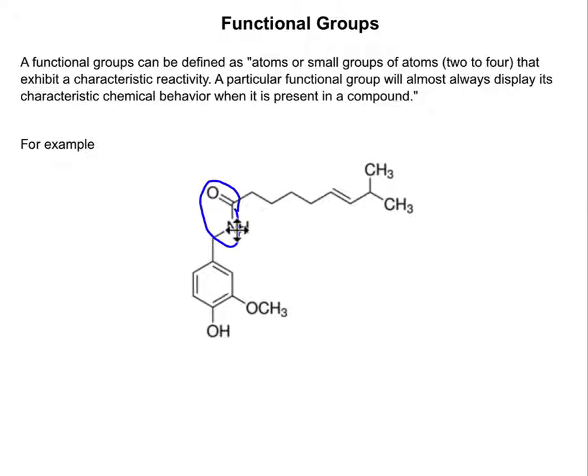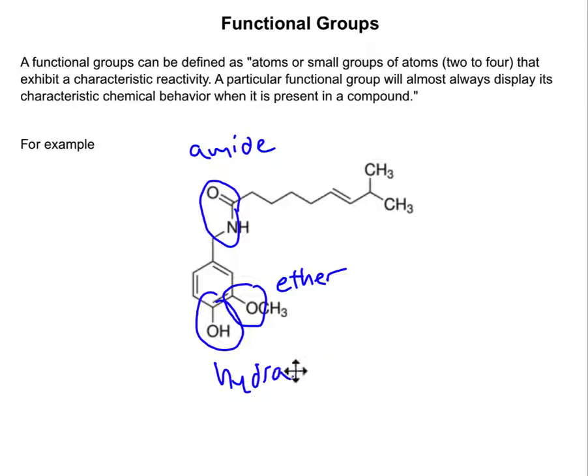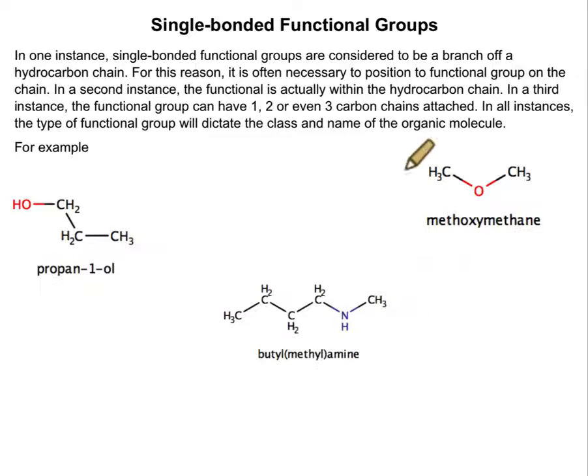So that nitrogen bonded to a carbon, double bond O, that's known as an amide group. We have here this carbon that's not shown bonded to the oxygen, bonded to another carbon. That is an ether group. And this is a hydroxyl group. And so we're going to see these different functional groups and how they allow us to properly name molecules.